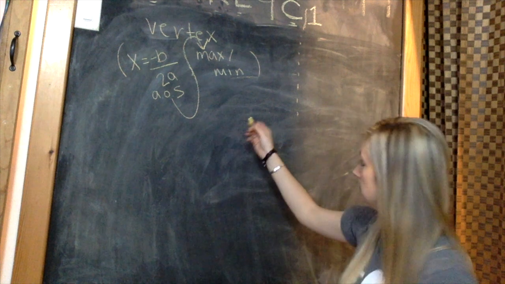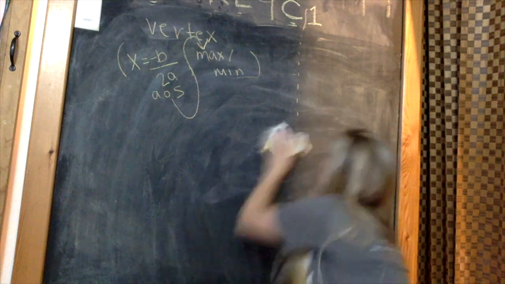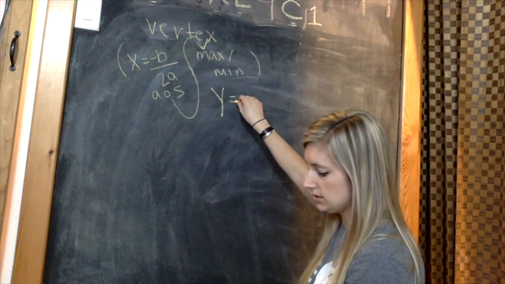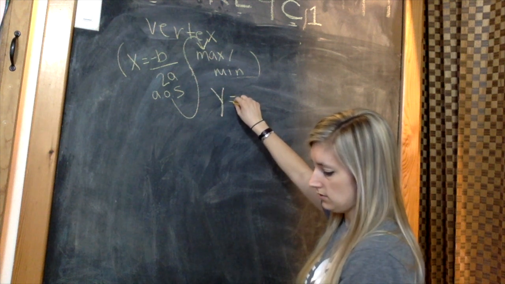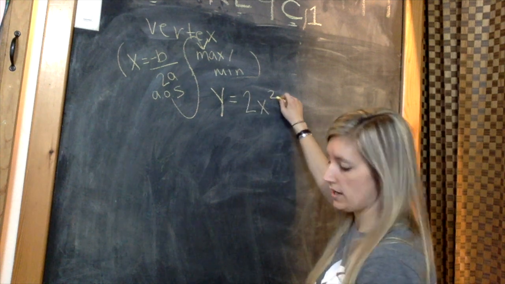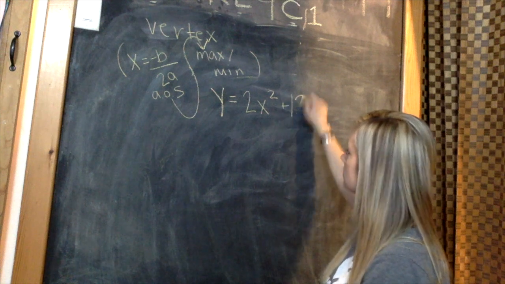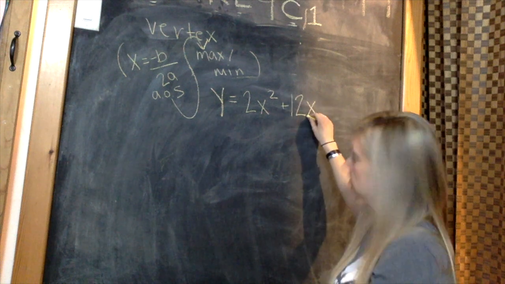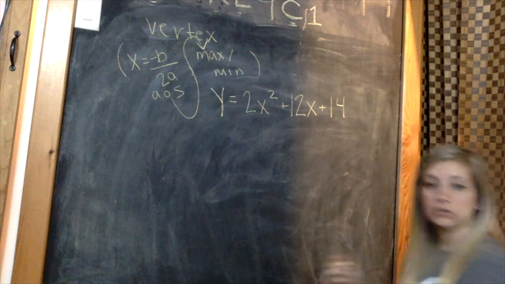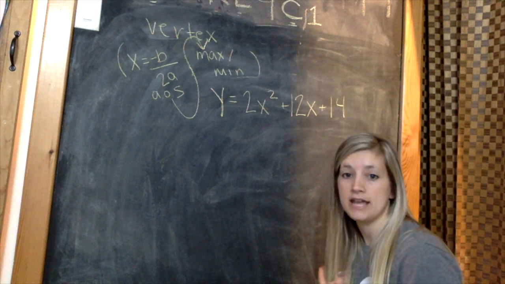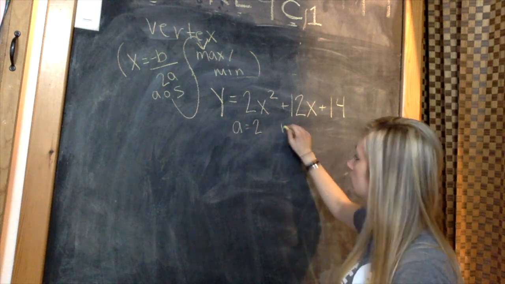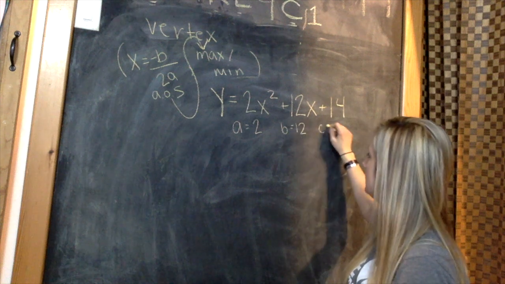So let's do this one. y equals 2x squared plus 12x plus 14. Okay, so let's start the same way we've been starting. Find A, B, and C. So A is 2, B is 12, and C is 14.